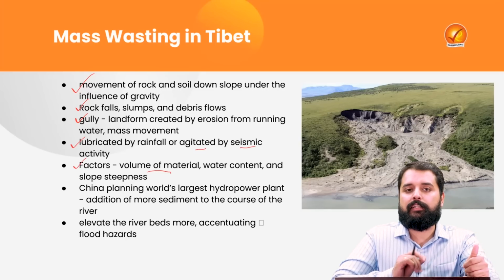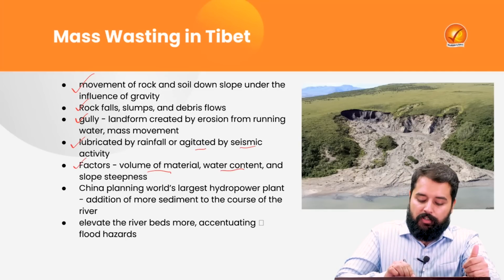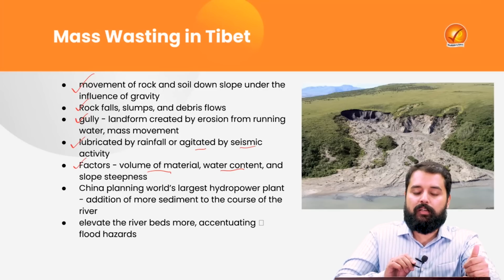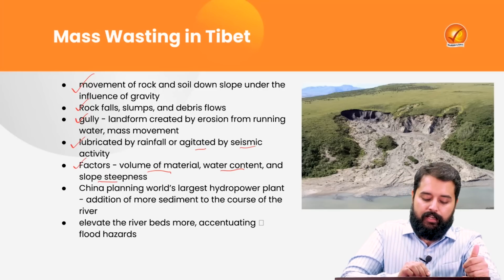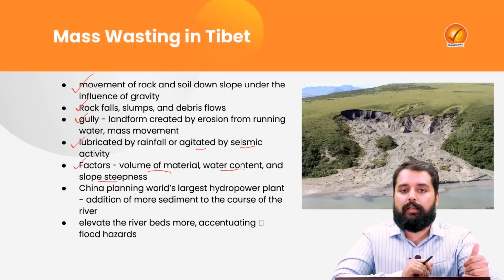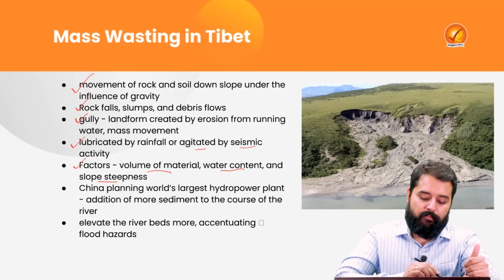Now, the factors contributing to mass wasting are the volume of material. If the volume is high, then the mass wasting will be more. The water content, if there is more water, again it will lead to more mass wasting, and if the slope is more steep, again there will be more mass wasting.